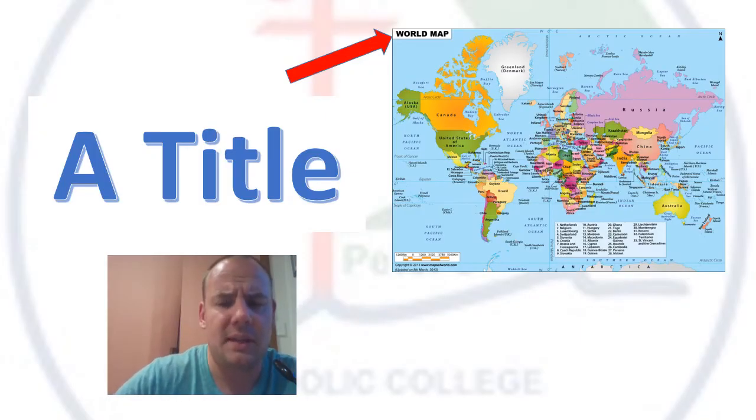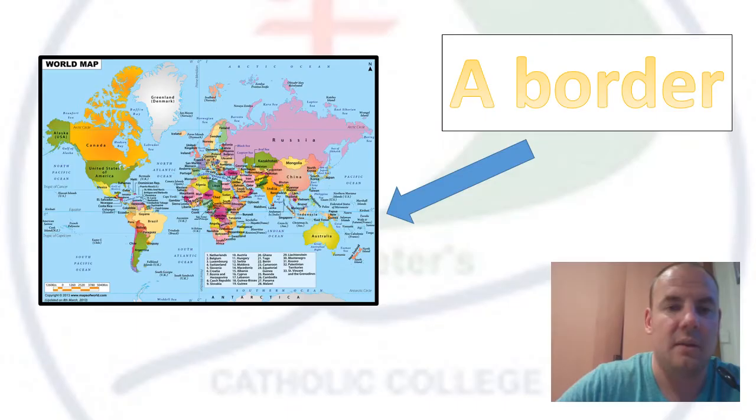So first thing we need to do is to make a title on our map. You can see that with the red arrow. It's only a small map, and some titles can be very basic, like the one we've got here. It just says world map.